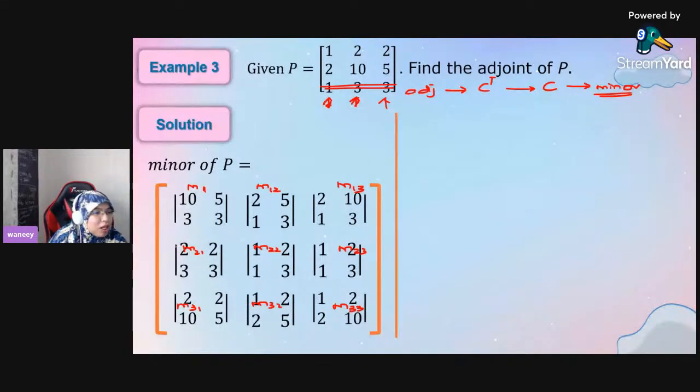Nampak macam semak lah pula tulis M21, M22 tu. Tak pernah nampak kot nilai dia kan.